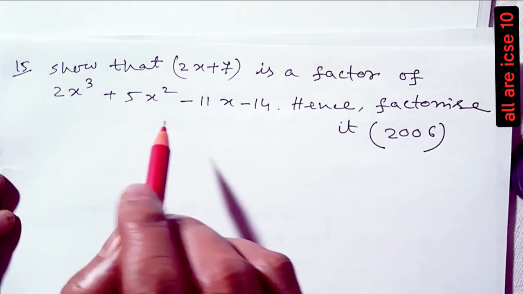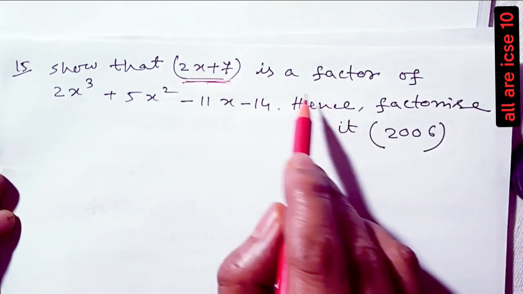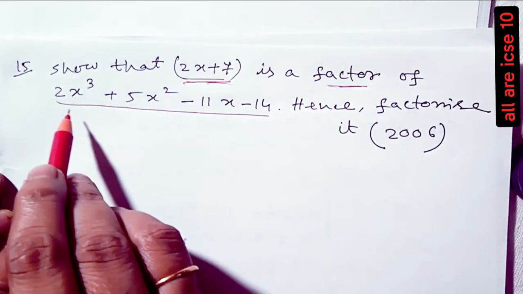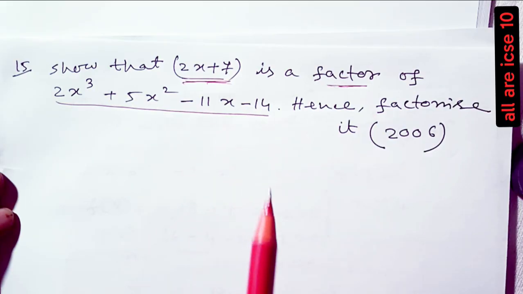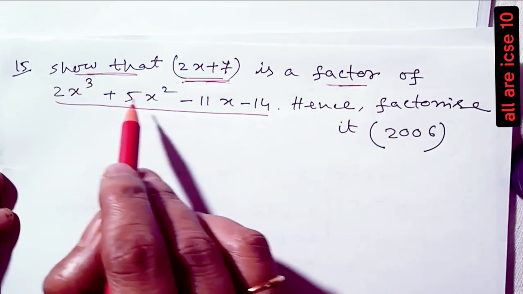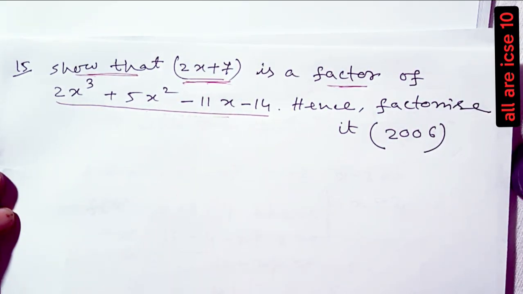Now our question is: 2x plus 7 is a factor of polynomial 2x cube plus 5x square minus 11x minus 14. Show that 2x plus 7 is a factor of the given polynomial.